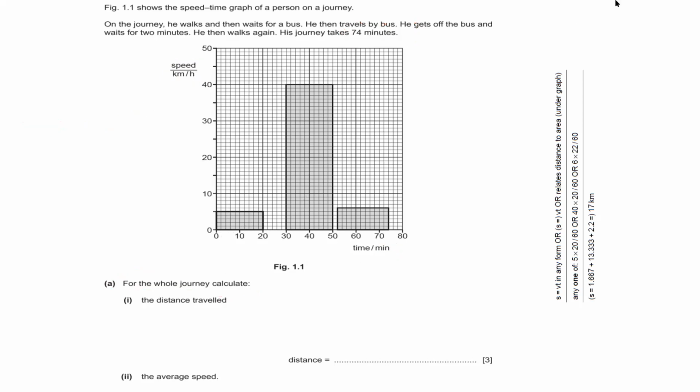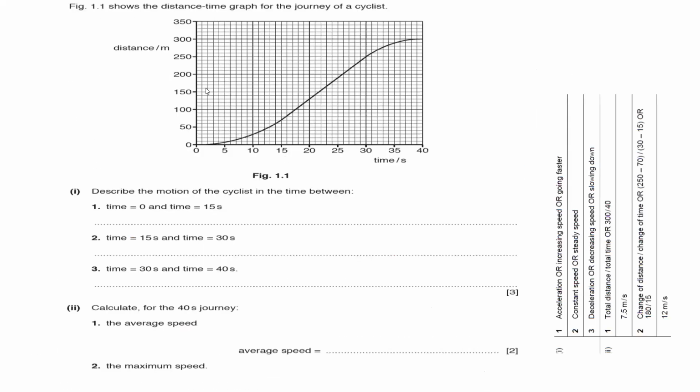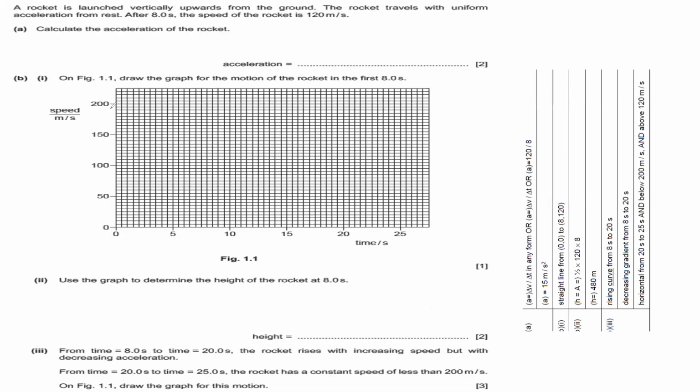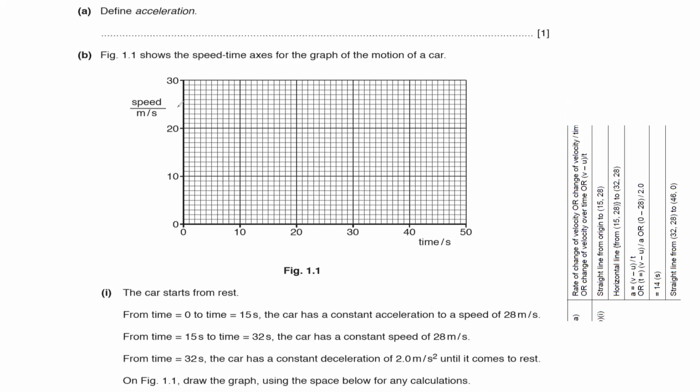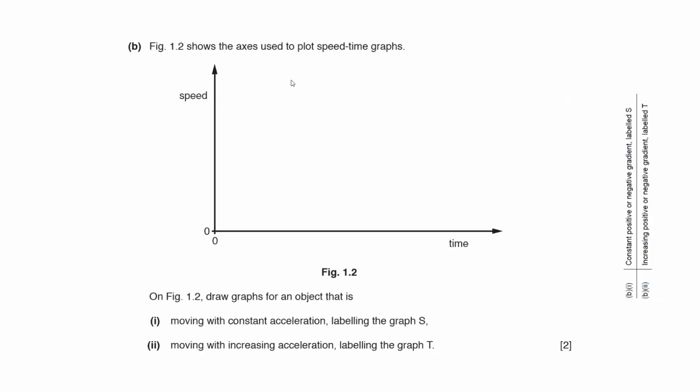In the previous questions, I will show you all the grids. You can see speed was in meter per second, time was in seconds. That's why we were not converting the time. Same thing here, speed was in meter per second, time was in seconds. That's why we did not convert the time into hours.